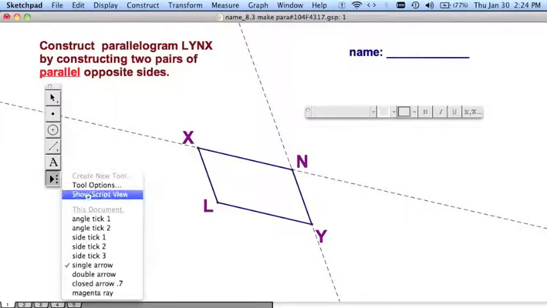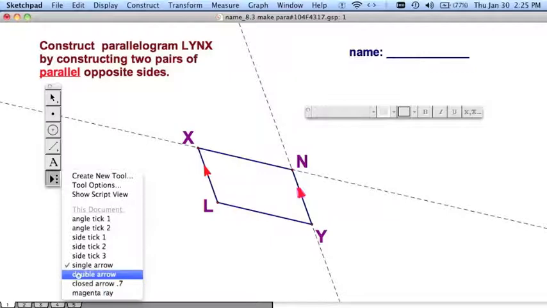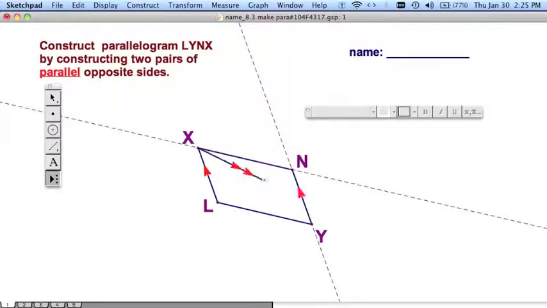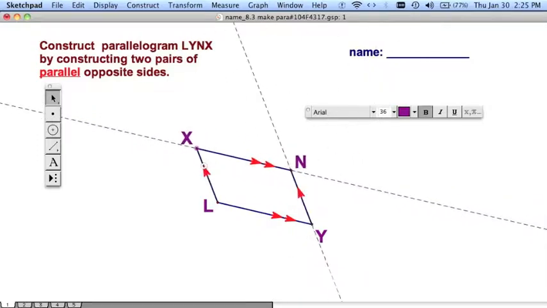So, let me pull this up more. In my custom tools, my single arrow tool, which I made for you, snap L to X, and Y to N. That tells me that side's parallel. And let's switch over to the double arrow. Snap X to N and L to Y. Now just by looking at this, you're going to say, I made that by constructing 2 pairs of opposite sides parallel. That's a parallelogram.